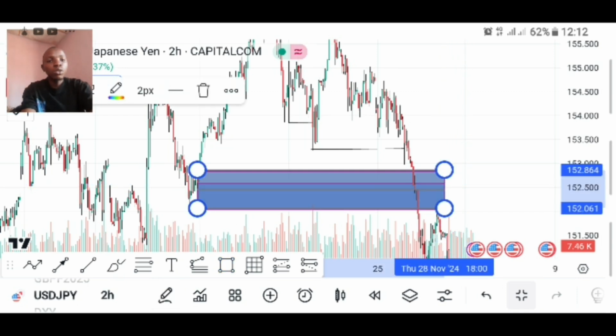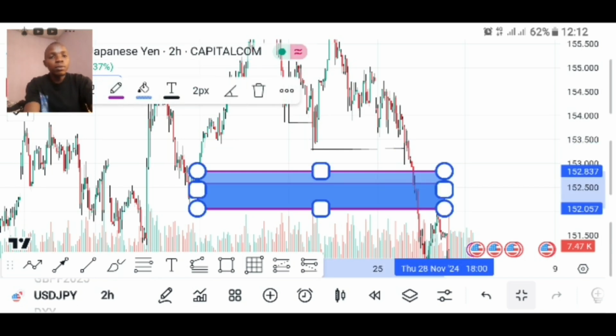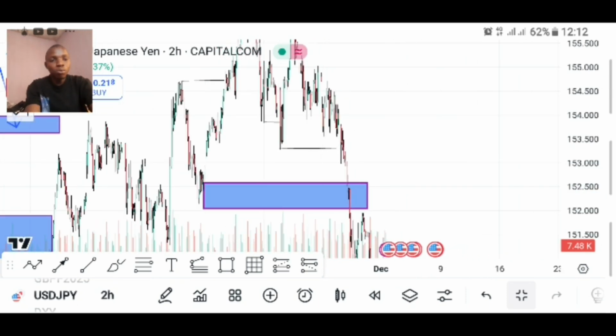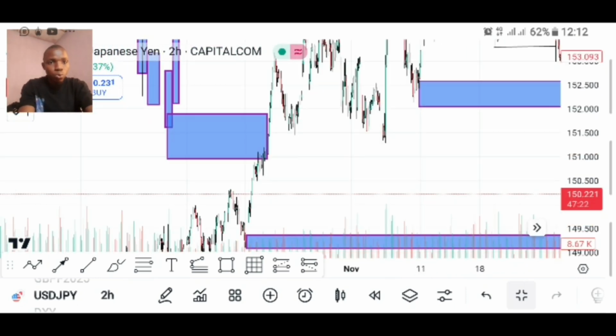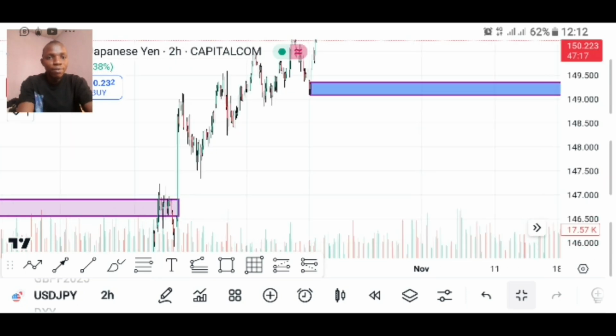Then you cancel the first one. Look at it. Right now you can see my zone is as small as the way I wanted. Nothing like much drawing of zone. If you don't understand this, don't worry. I'll come again. Let me look for another very clear example.